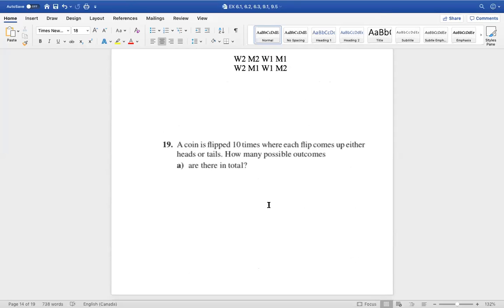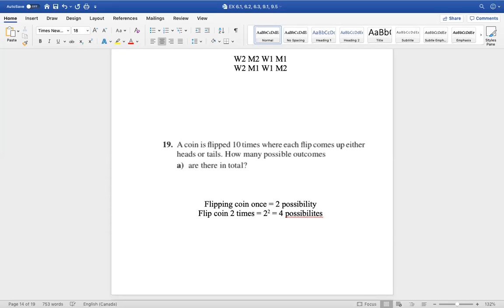So we have flipping coin. If we flip a coin once, then there are two possibilities. It can either land on a head or a tail, right? Two possibilities. If we flip a coin two times, then we have 2 to the power of 2, which is four possibilities.